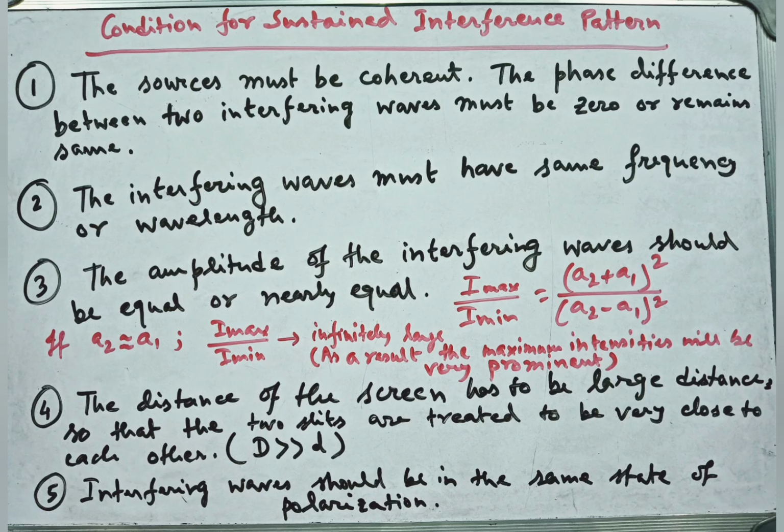Now the fourth point is the screen has to be at a large distance so that the two slits are treated as very close to each other. Okay, so this condition we considered in the last slide, capital D is very much greater than d. And the fifth point is the interfering waves should be in the same state of polarization. Okay, so these conditions have to be satisfied to get a sustained interference pattern. So please remember this, it is very important. Okay, thank you.